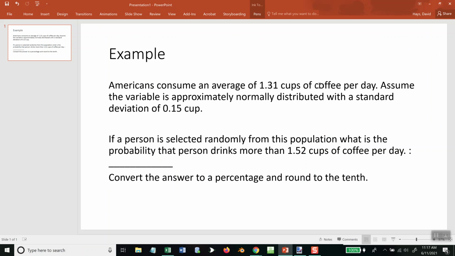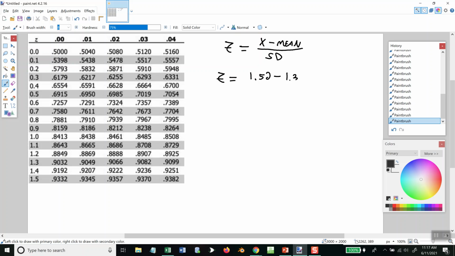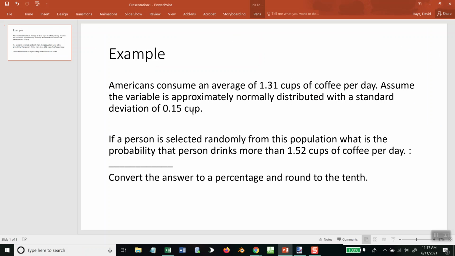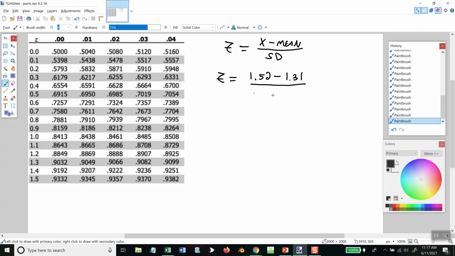Minus our mean, and mean will pretty well either say mean or average, and this says average of 1.31. Divided by standard deviation, and standard deviation will say standard deviation, so it's 0.15. When you put this in your calculator, you should put parentheses around the top to force the order of operations to do that first. Or you can do them separate. I'll do them separate just so you see it.